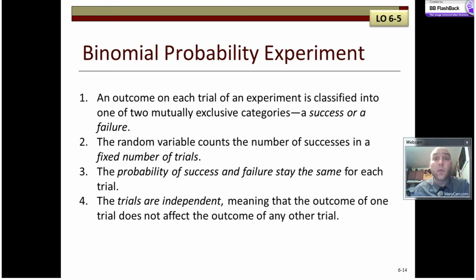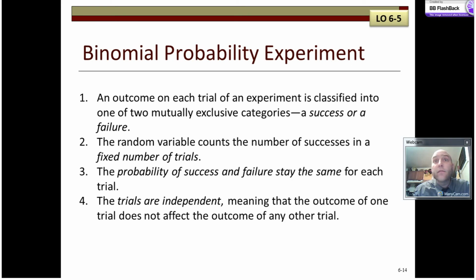The first example, the coin flip. We said we flipped it 3 times. We had a fixed number of trials. Or if I'm going to flip a coin 10 times or flip a coin 20 times or roll the dice 10 times, whatever I'm going to do for a binomial probability experiment, I have to tell you how many times I'm going to do it.